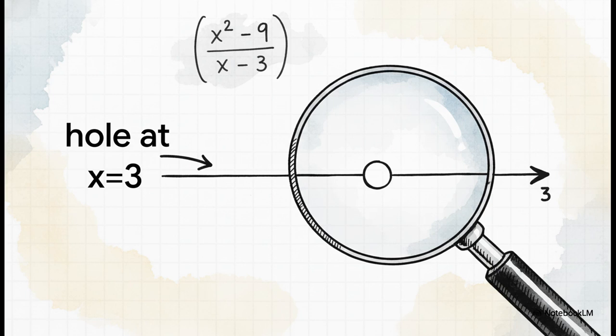This is a point I really want you to remember. Even after you simplify, and the problem seems to disappear, the original domain restriction is permanent. It rules forever. Think of it like a ghost. Even though you can't see the x minus 3 on the bottom anymore, it still leaves a permanent hole in the graph at x equals 3.